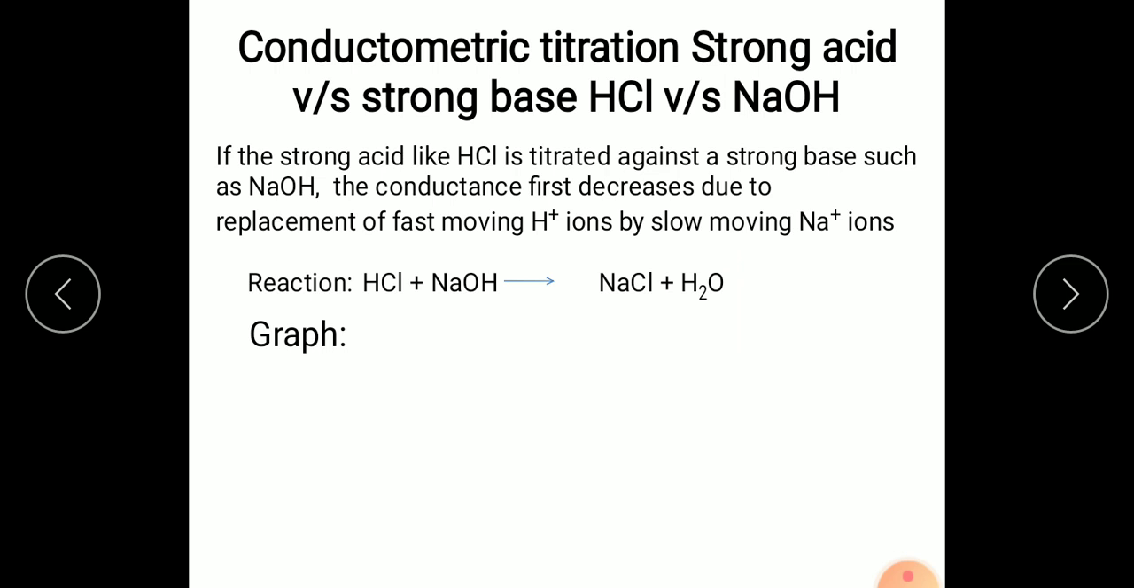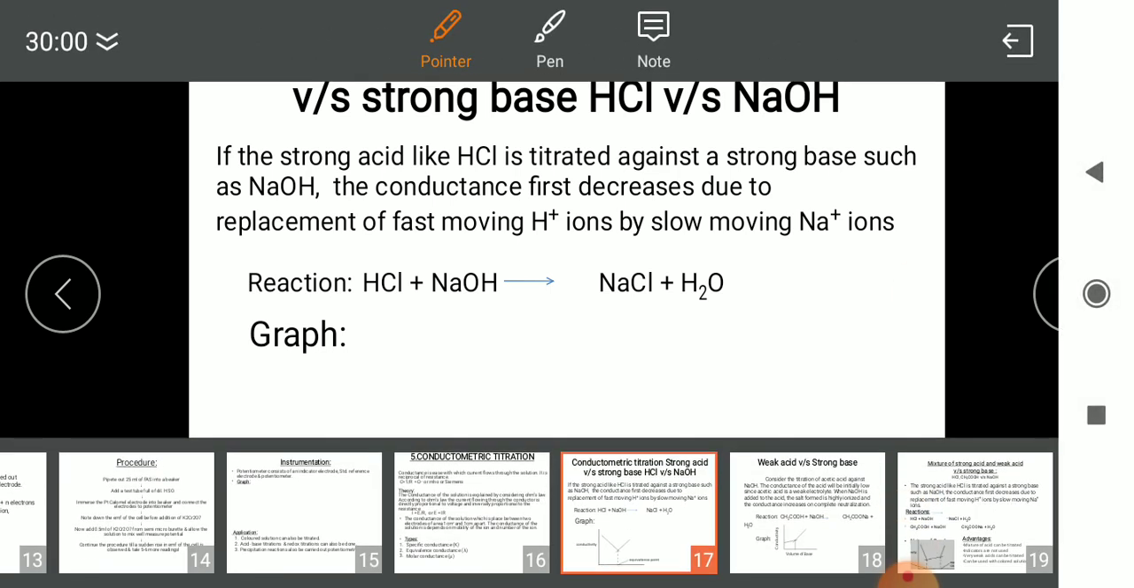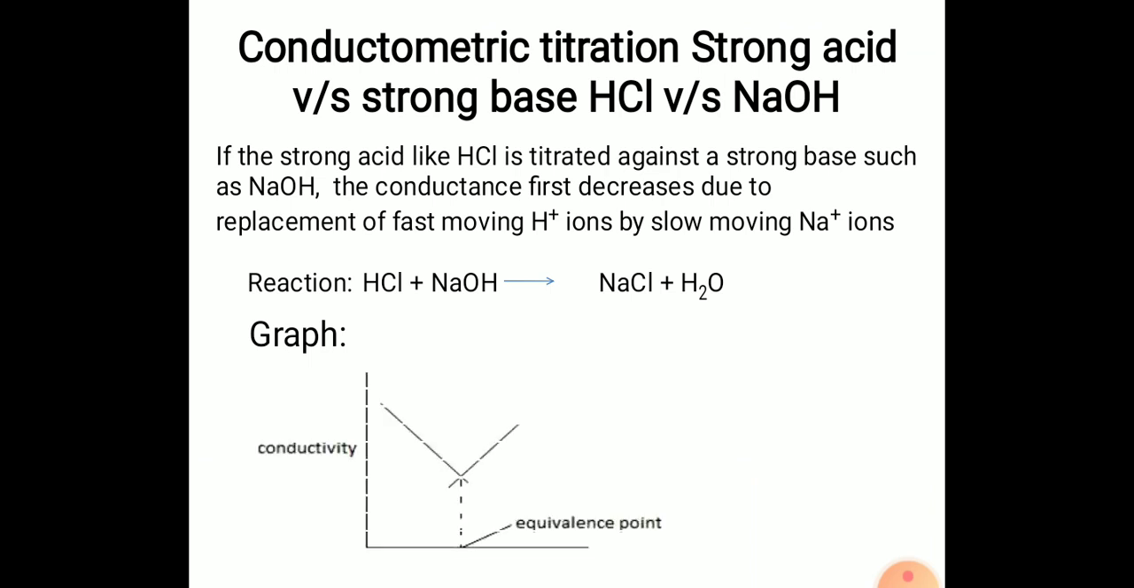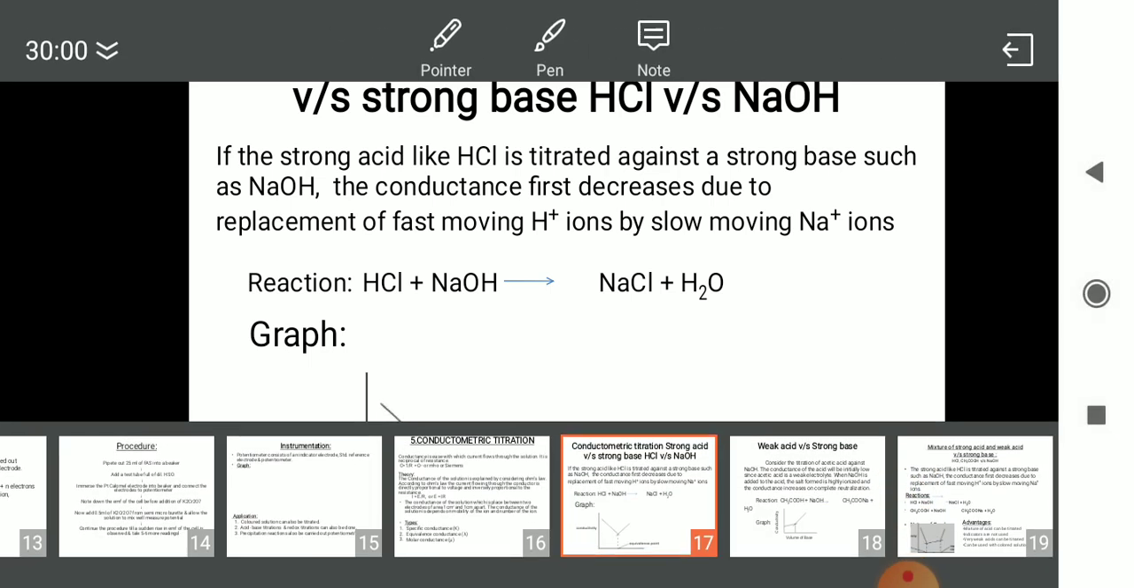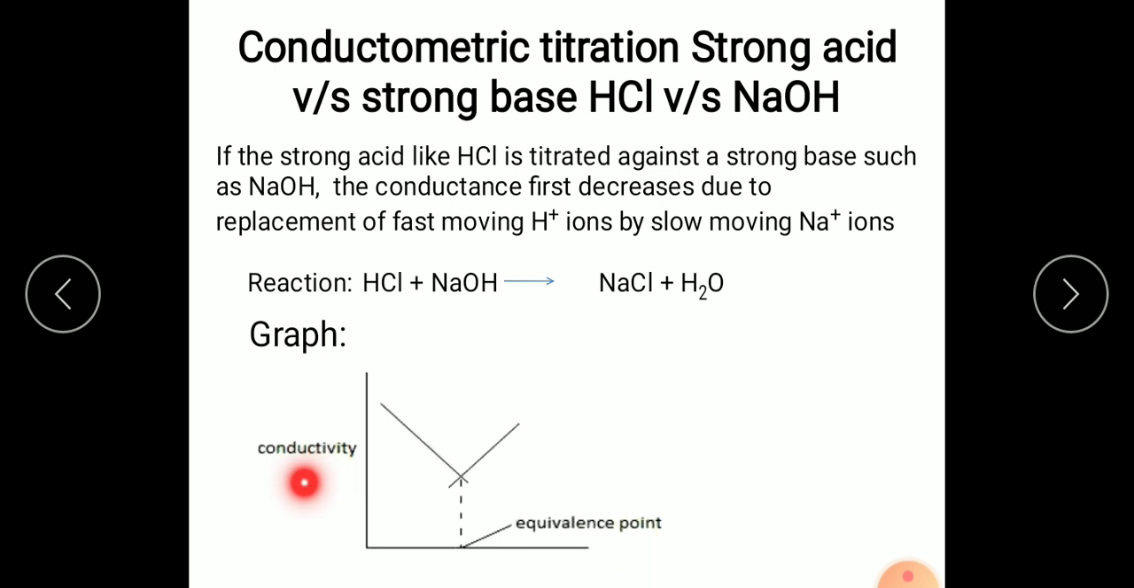After this neutralization point, conductivity rapidly rises with further addition of NaOH, because of the continuous addition of fast moving OH minus ions. So here we can plot a graph of conductance against the volume of base added, that is the volume of NaOH added, which is shown in the figure.